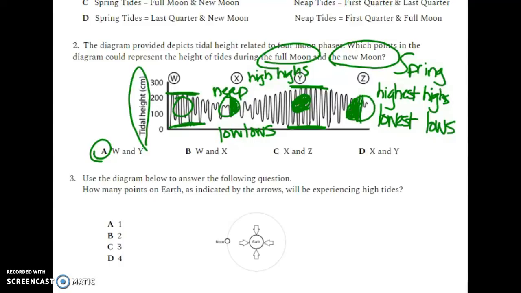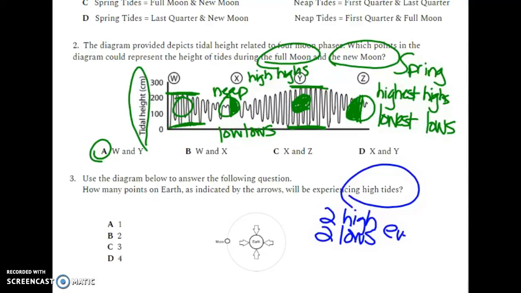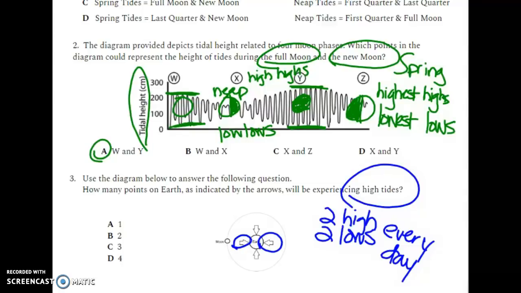All right. Number 3. Use the diagram below to answer the following questions. How many points on Earth, as indicated by the arrows, will be experiencing high tides? Well, we do know that there are 2 high tides and 2 low tides every day. So that would mean if my moon is here, it doesn't even matter where our sun is. This is going to be a high tide, and this is going to be a high tide, so there's going to be 2 high tides.